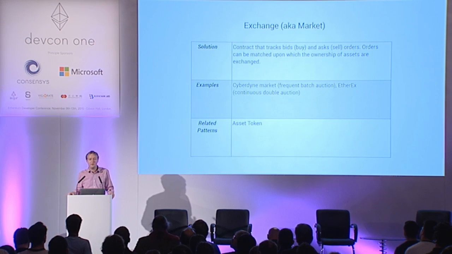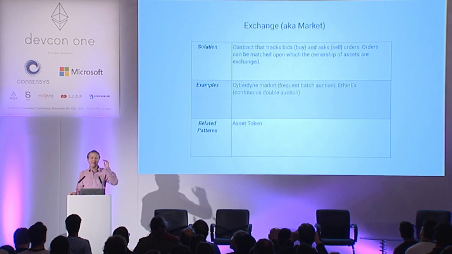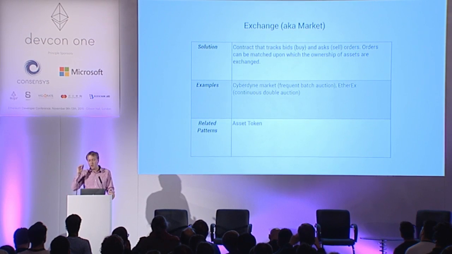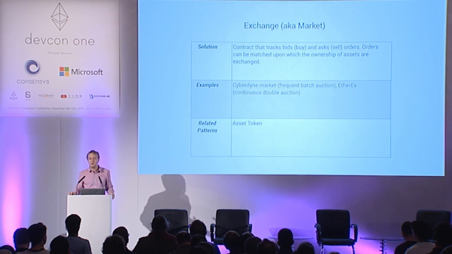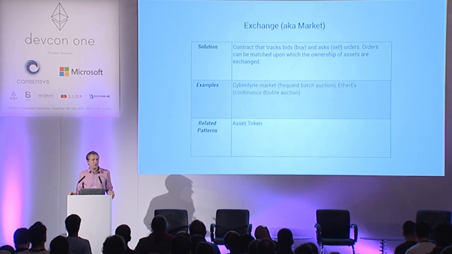So what you need to do, you need to have a contract, you need to keep track of the bids, all the buy orders, keep track of all the asks, all the sell orders, and have some kind of matching mechanism. And once a bid and ask is matched, you swap the assets from both account holders to the other one. An example of this is Vitalik's Cyberdyne market.